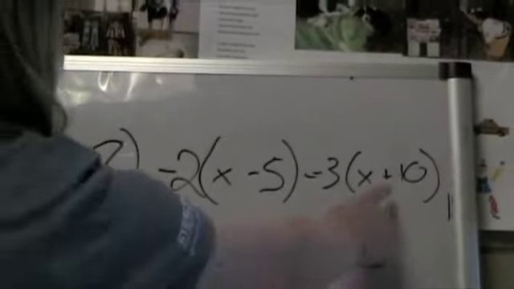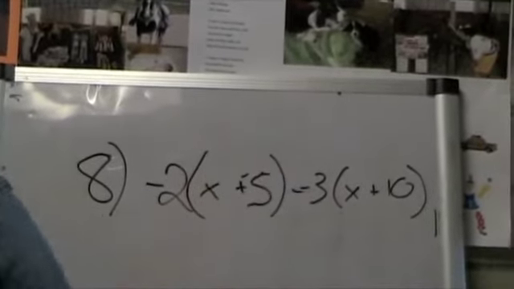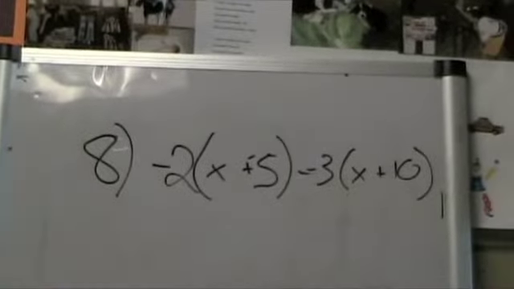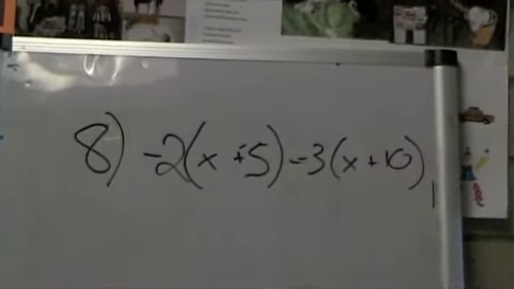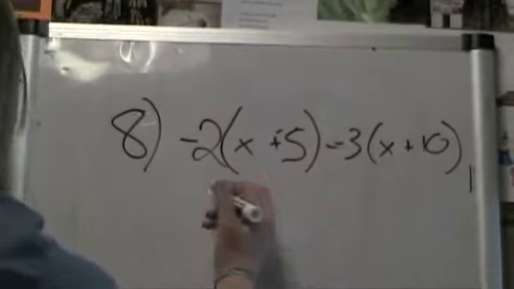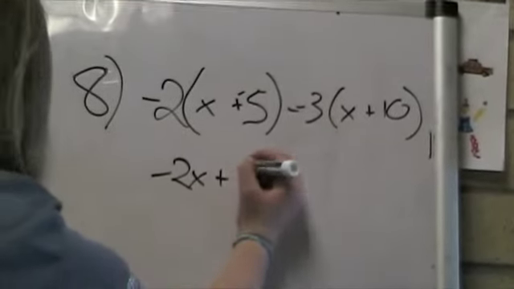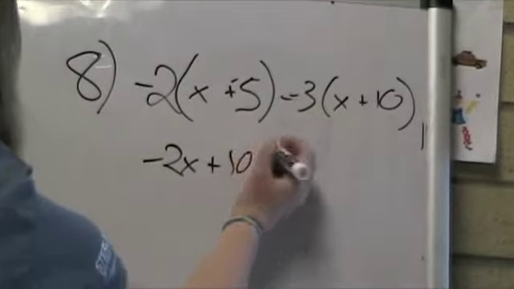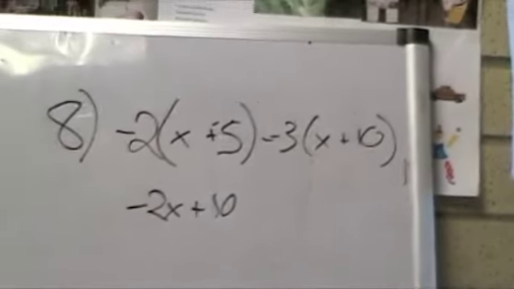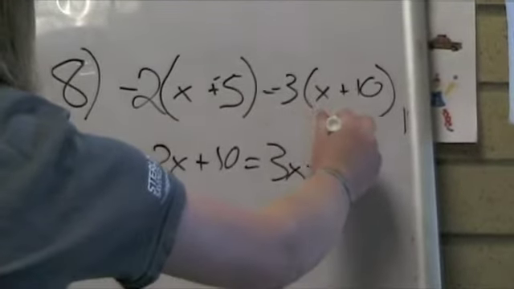Okay, number 8 is negative 2 times x minus 5. What I always do to make the signs equal on both sides is plus negative 5. So what I did first is change it so it looks better, so there are no parentheses. So negative 2x plus 10, because negative 2 times negative 5 is 10. And then equals 3x plus 30.